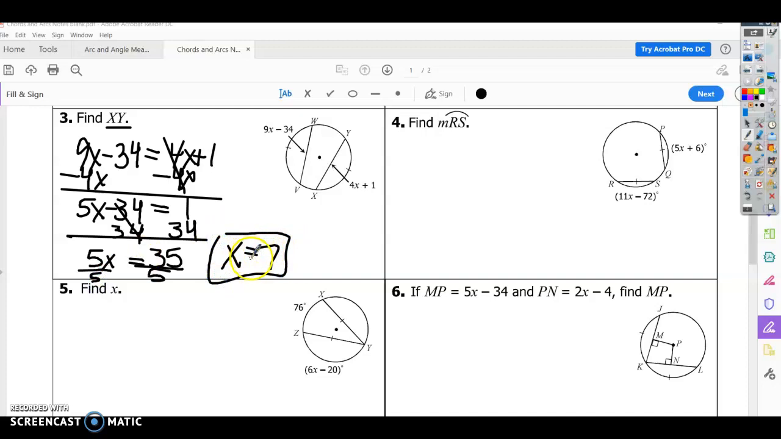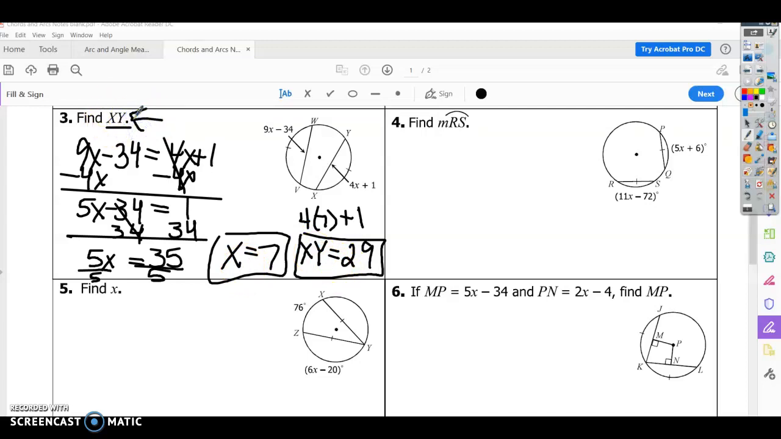All right, so x equals 7. This time it doesn't tell us to find x, it says find xy, and we know that xy equals 4x plus 1. So we're going to do 4 times 7 plus 1, so xy equals 29. This is our actual answer. So be careful. You have to find x, but you're going to use x to find xy.